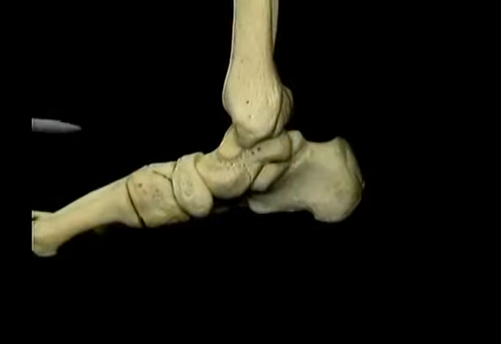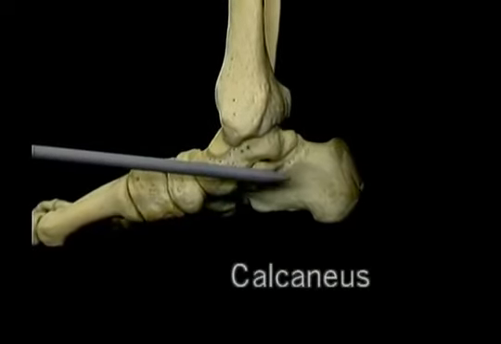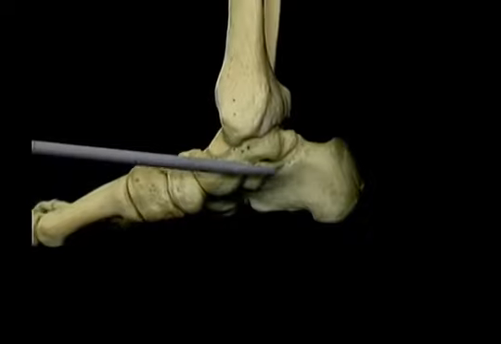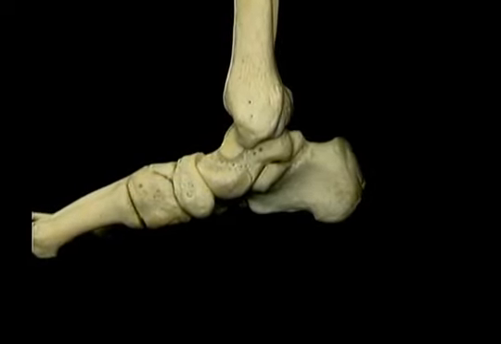Now let's look at the bone that articulates with the tibia and fibula to form the ankle joint, the talus. This is the talus. The bone below and behind it is the calcaneus, or heel bone. The bone in front of the talus is the navicular bone. We'll meet the other tarsal bones shortly.